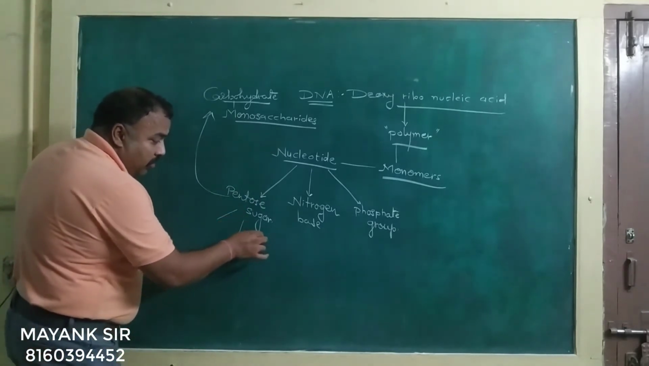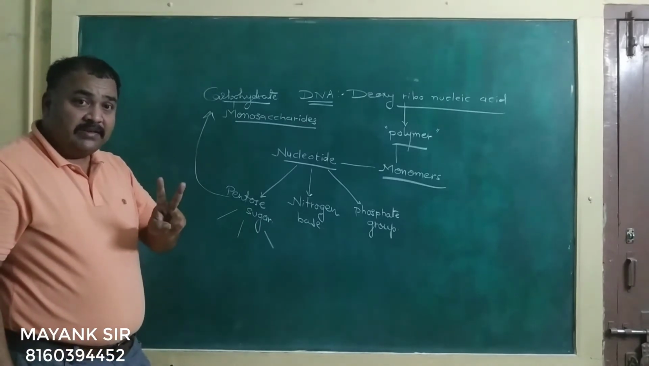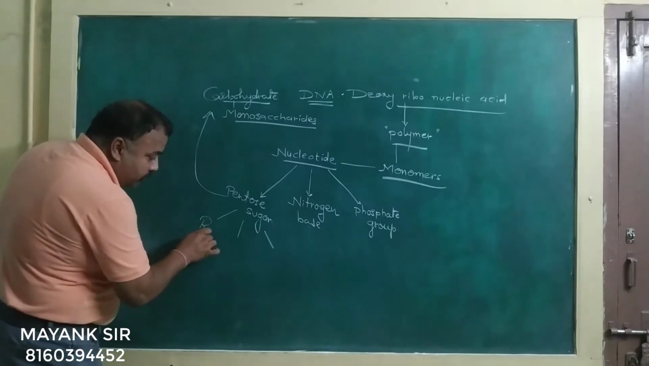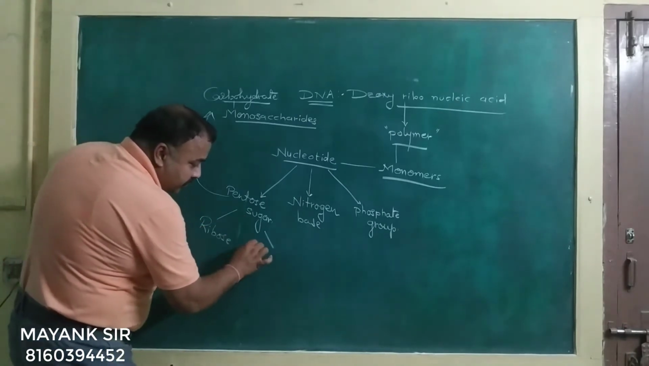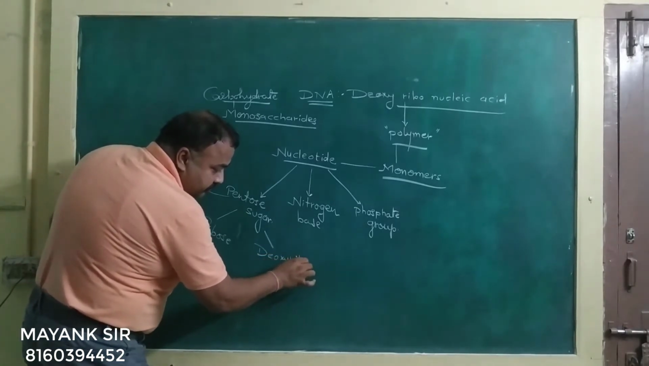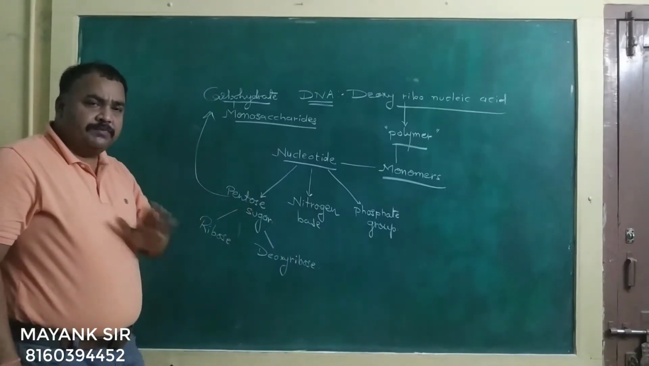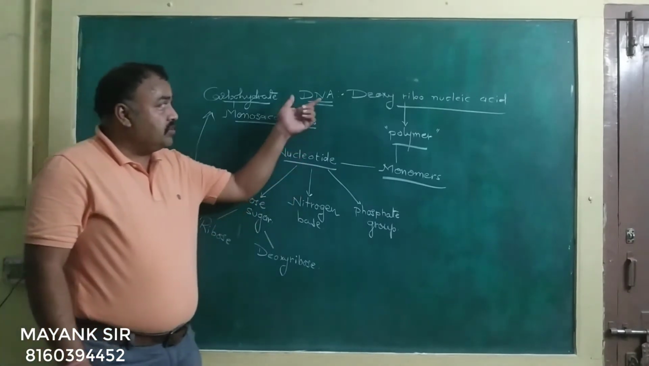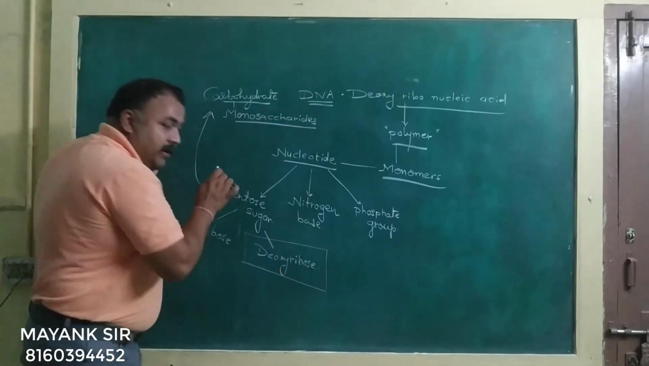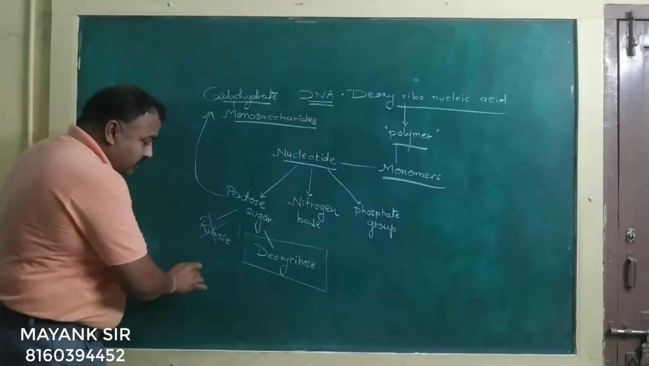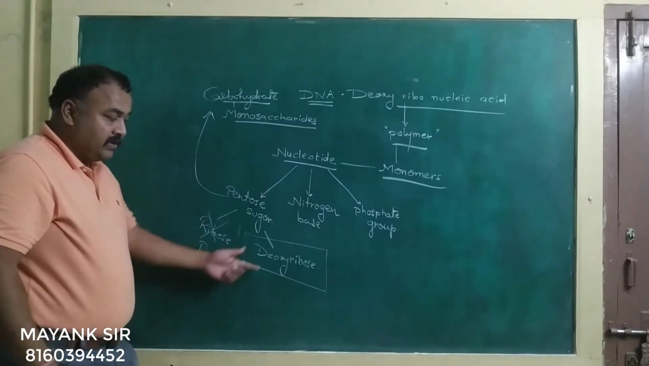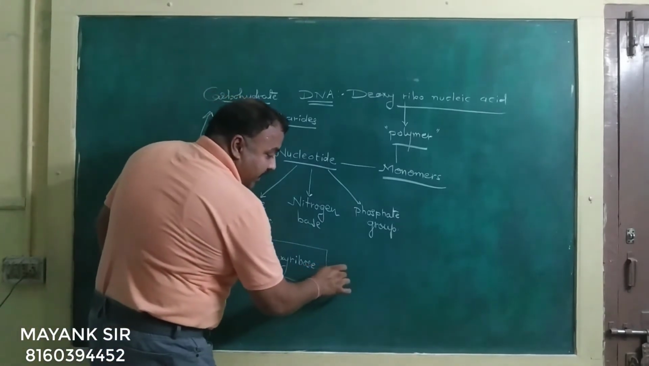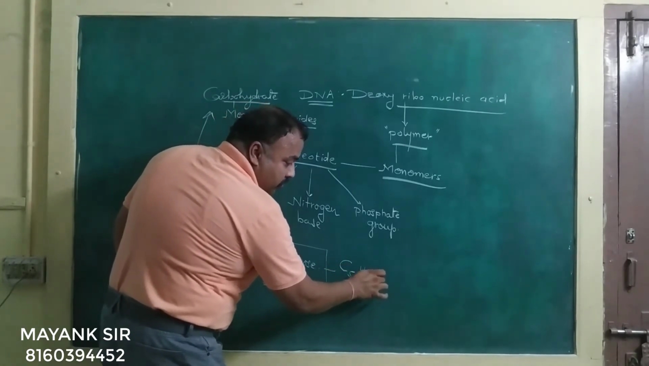The pentose sugars are of various types, but the 2 pentose sugars which take part in the constitution of nucleic acids are called ribose and deoxyribose. The third one is ribulose, but it is not required for the constitution of nucleic acid. In the structure of DNA, only deoxyribose sugar is incorporated, not ribose. Ribose occurs in the structure of RNA. Deoxyribose occurs in the structure of DNA. And the general empirical formula of deoxyribose sugar is C5H10O4.